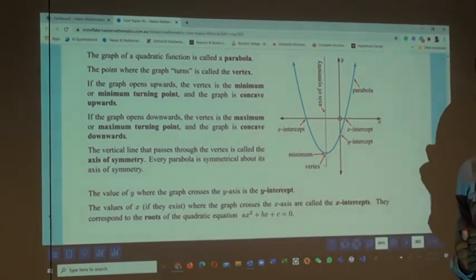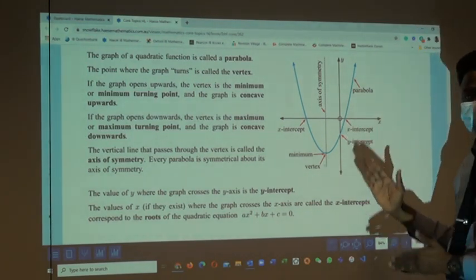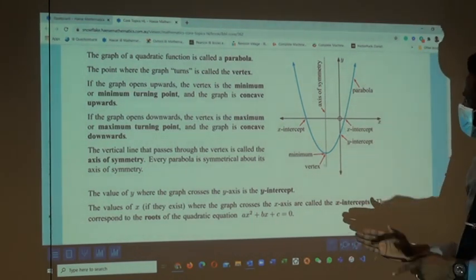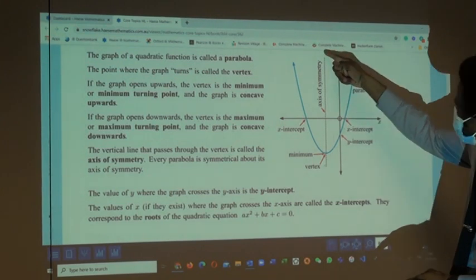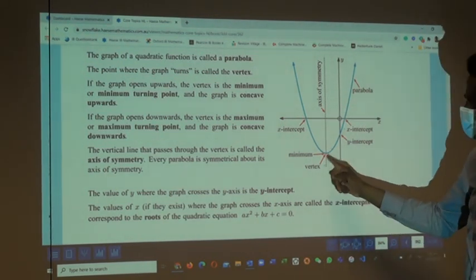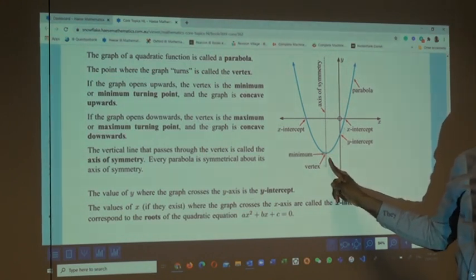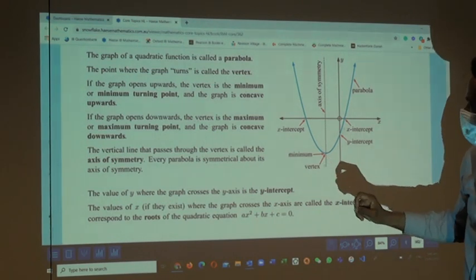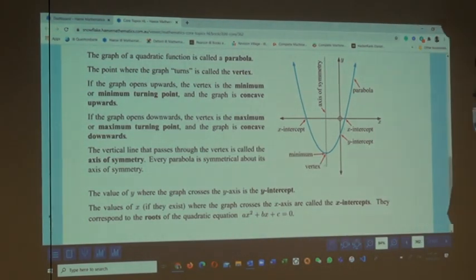But here we can say symmetry. This shape is always symmetric. And the line of symmetry, or the axis of symmetry, is that line that divides it into two equal parts. That line always passes through the vertex. Always passes through the vertex. Does that make sense? I think that is what I've said here.